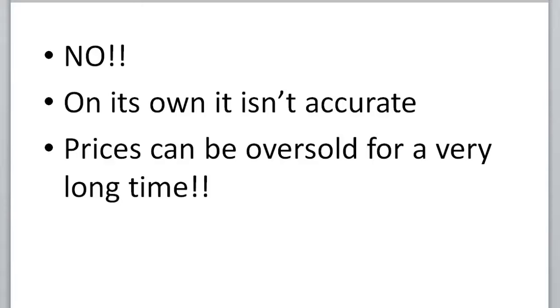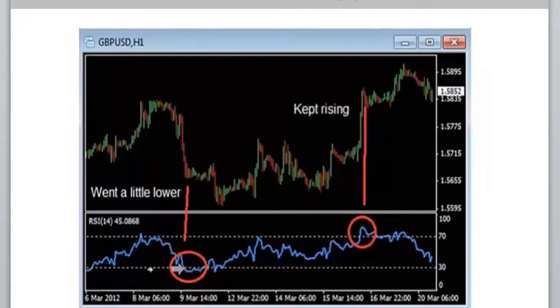Why? Because if you have a range market, then it could work. But generally speaking, prices can be oversold for a very long time. Just because the index tells you that something's oversold or overbought doesn't mean that you're going to see a quick retracement. We could see situations where prices continue to be oversold for a long time.